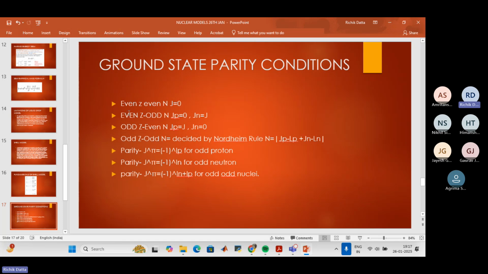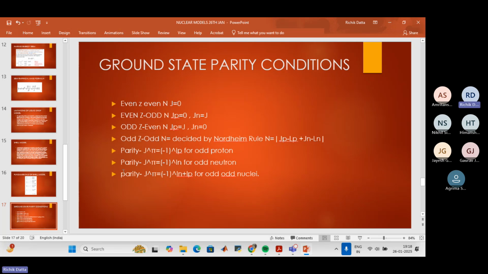For even proton, even neutron, J will be 0. If the proton number is even and the neutron number is odd, then Jp equal to 0, because for even we will not consider the total angular momentum, and Jn will be considered. For odd Z and even N, the proton number will be considered by the total angular momentum and Jn will be 0. And for odd Z and odd N, it is decided by the Nordheim rule, so there is Jp minus Lp plus Jn minus Ln.